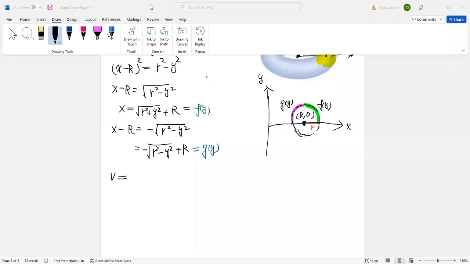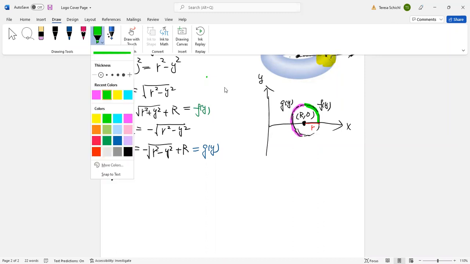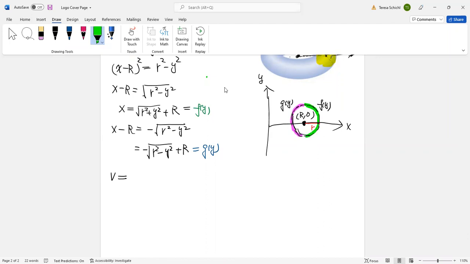So now I think my g(y) is all the way here, right? So this half, and that's why this is f(y). Now my volume, because it's rotating around the y-axis, will be pi r squared.